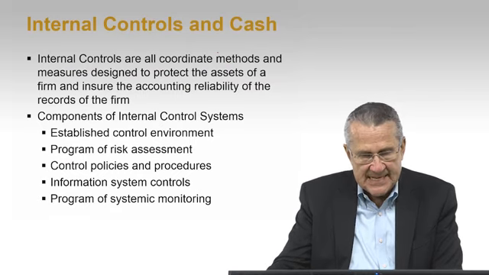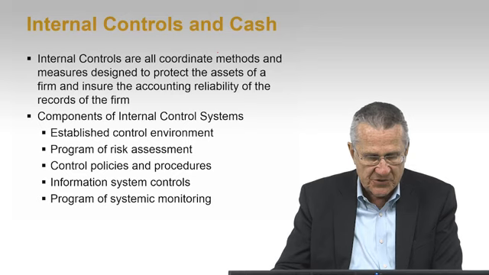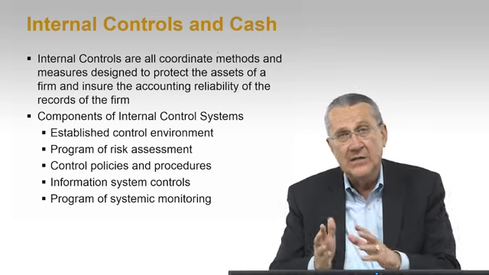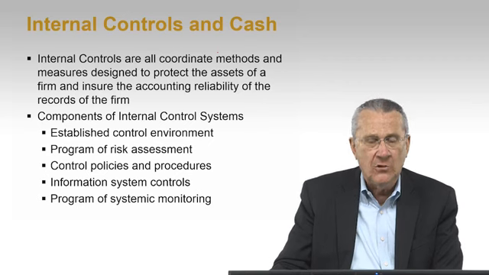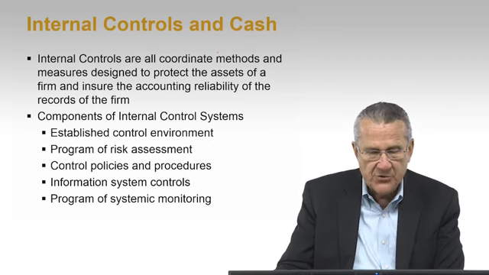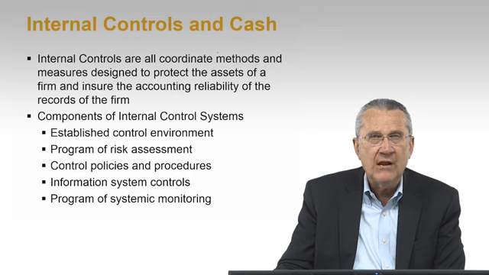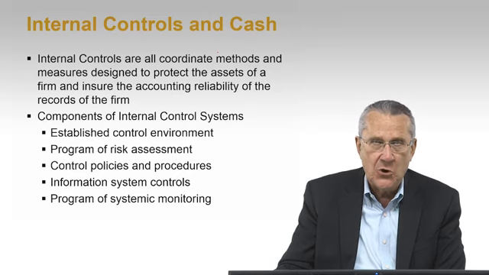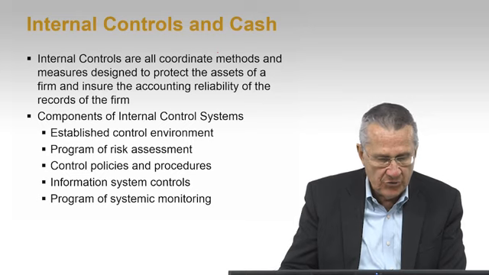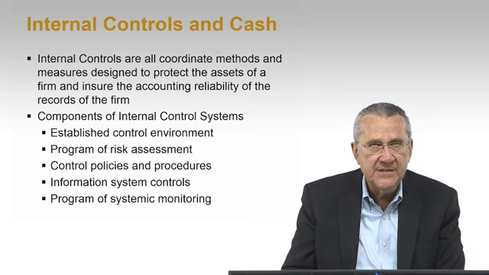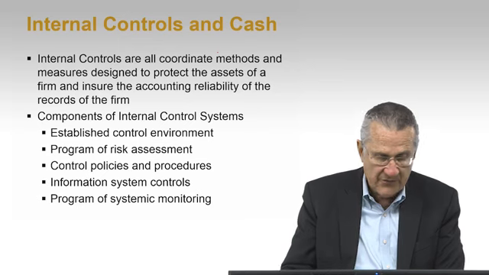Okay. Now we need to talk about internal controls. Let's define them first, and then I'll tell you a little bit about why we talk about it while we're talking about cash. We say that internal controls are all coordinate methods and measures that are designed to protect the assets of the firm and ensure the accounting reliability of the records of the firm. So, internal controls, everything that you could do to safeguard your assets and to ensure the reliability of the records associated with all of those assets.